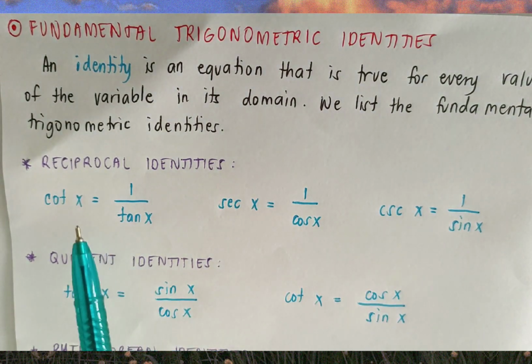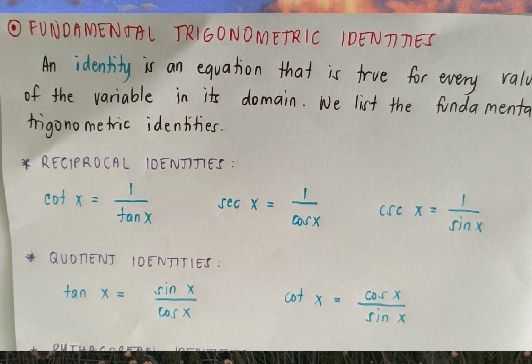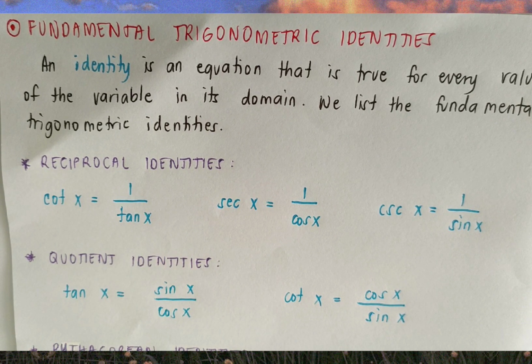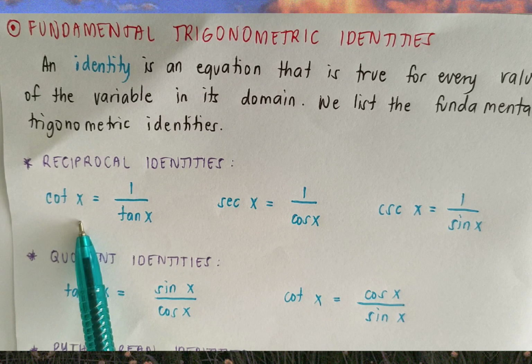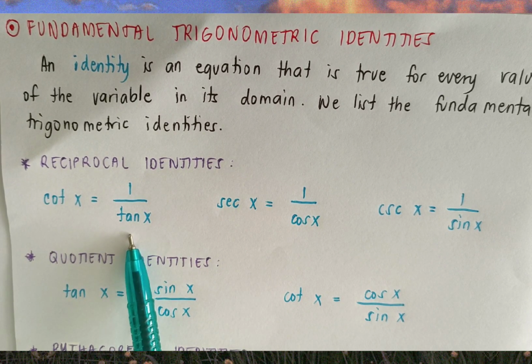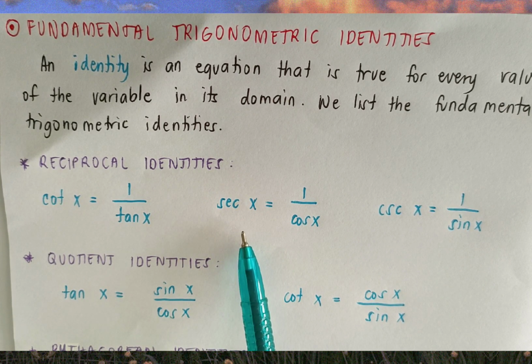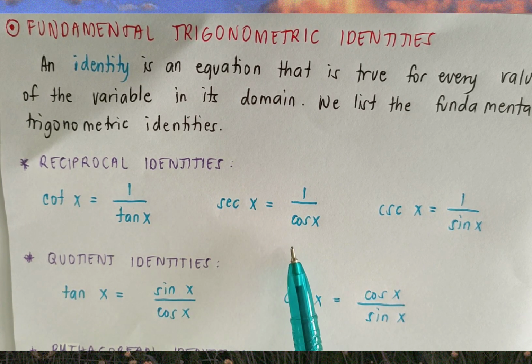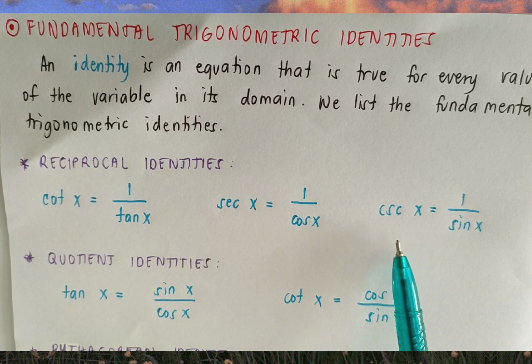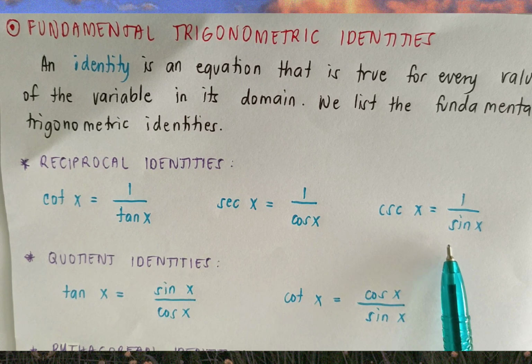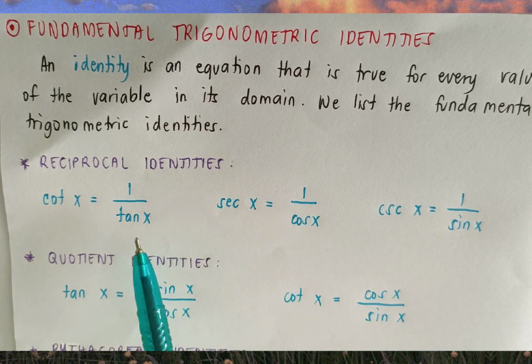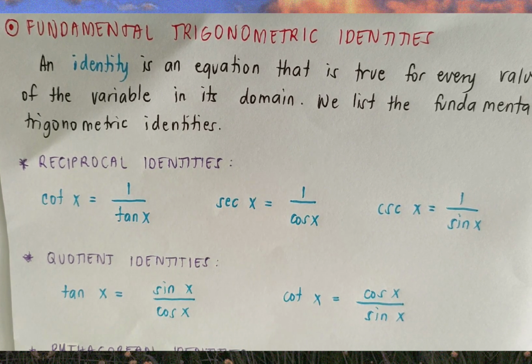The first one is we have reciprocal identities. In reciprocal identities, we have three. Cotangent x is equal to 1 all over tangent x. Secant x is equal to 1 all over cosine x. And cosecant x is equal to 1 all over sine x. Take note of these reciprocal identities.